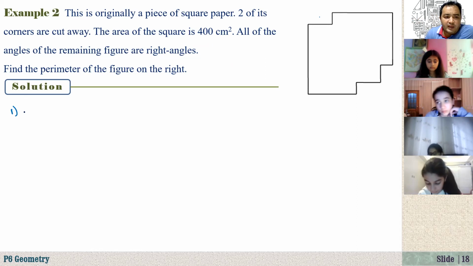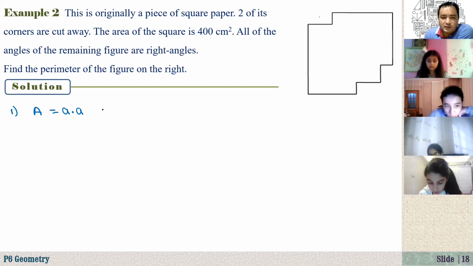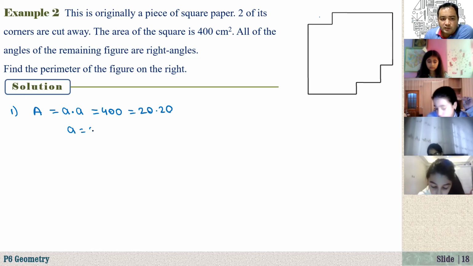So how do you find the area of the square? If you remember, just one side is multiplied by this side, right? Because all sides are equal. That's equal to 400. 400 means it is 20 times 20. So one side of the square is 20 centimeters.